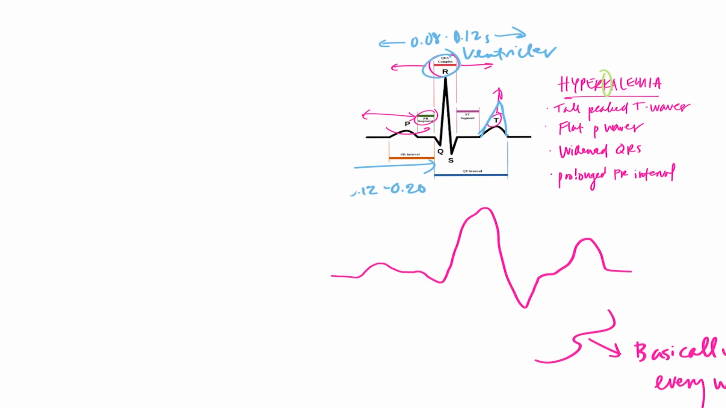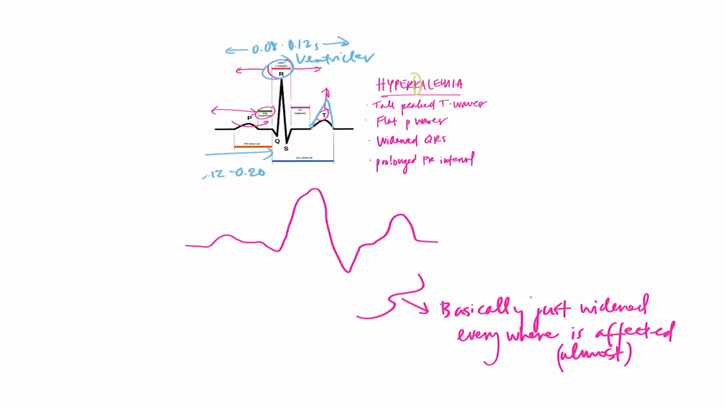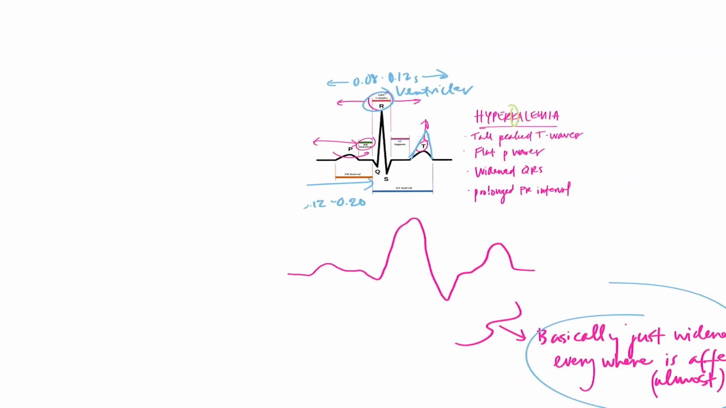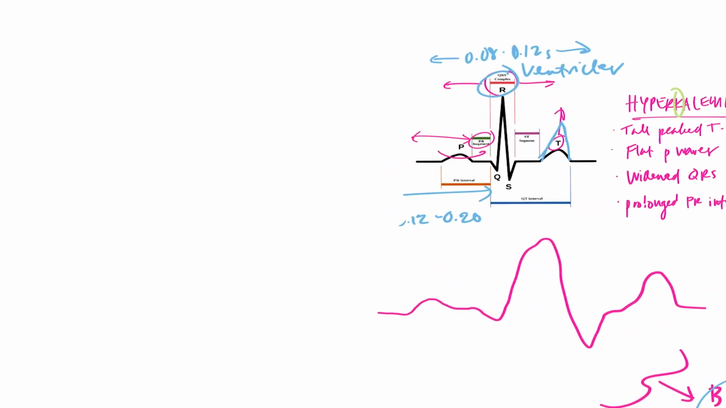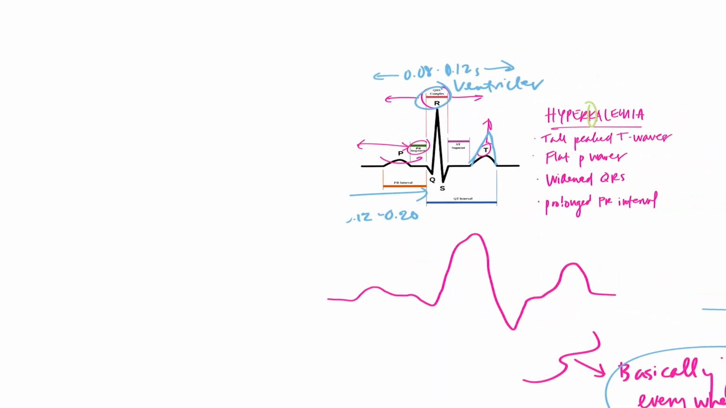Next, we have a prolonged PR interval. The PR interval is usually 0.12 to 0.20, pretty longish compared to the QRS complex. So we've got a long PR interval, a widened QRS complex, and a high T wave. And it affects, like I said here, basically just everywhere. So that's how you can tell it's really important for hyperkalemia not to occur, and you need to make sure your patient never, ever gets there.